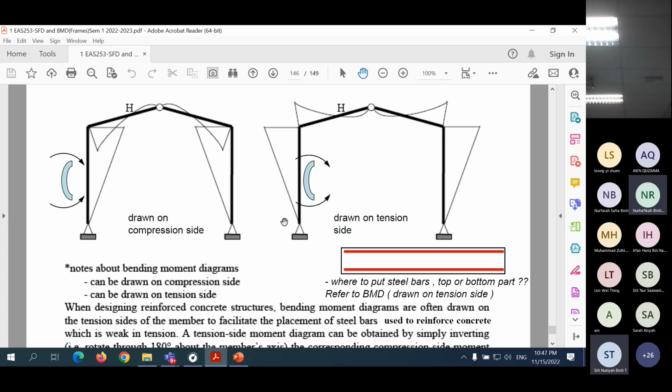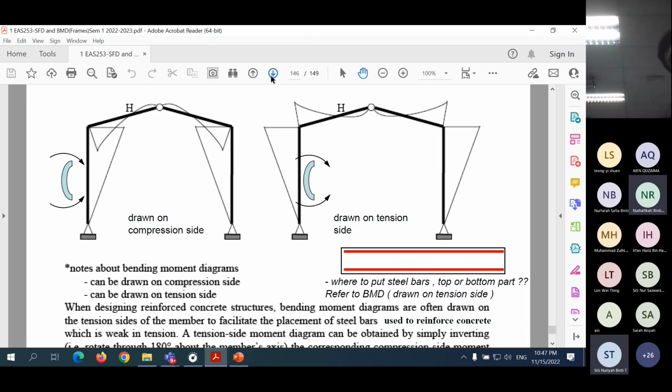This represents the concrete member and this represents the steel. So we put the steel close to the tension side. So if you draw on the tension side, it's an advantage for us to decide where we should put the steel reinforcement. But class, the convention we follow is to draw on the compression side. Okay.